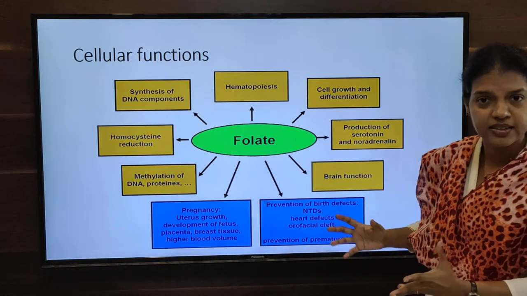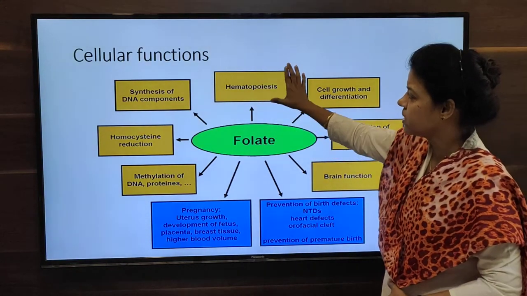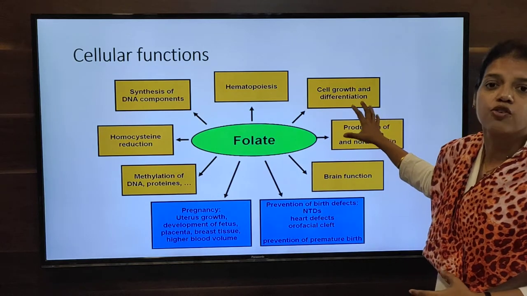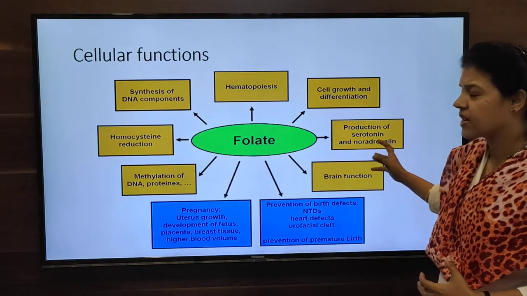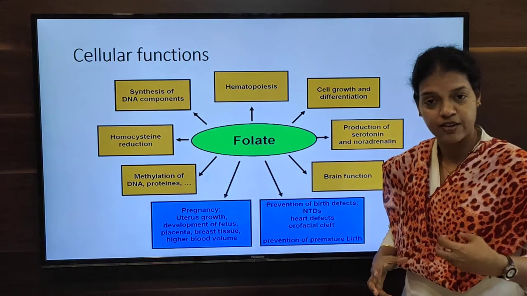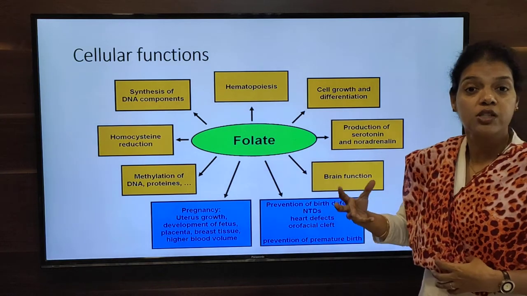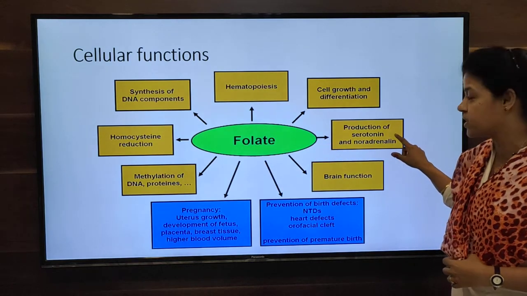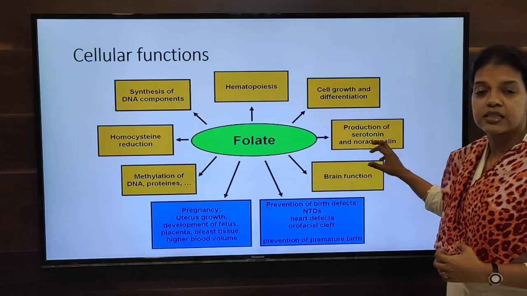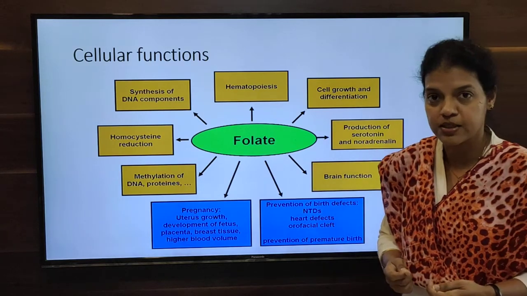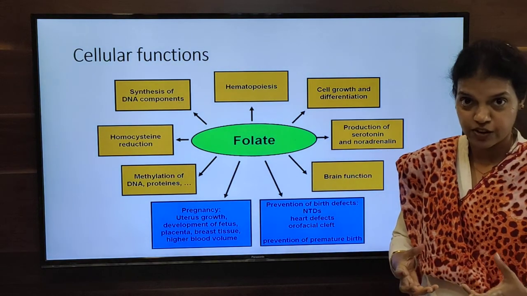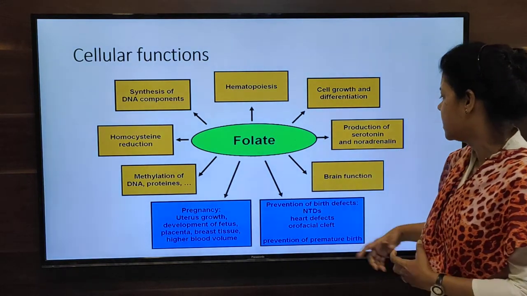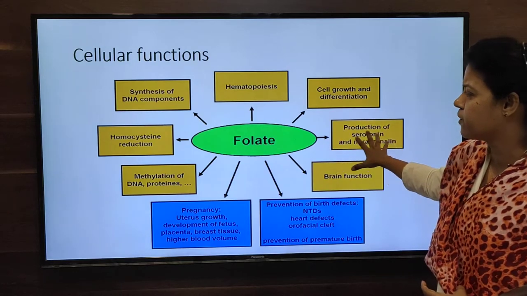So we will just summarize the cellular functions. Folate has a role in hematopoiesis. I just told you about RBCs, their production and maturation, the growth and differentiation of all other cells in our body, and I told you about the central nervous system functions, the development of the spinal cord, and along with that, mood swings and mental health also are related to normal folate levels, because folate plays a role in production of serotonin and noradrenaline. These help in the production of the neurotransmitters, and there are certain neurotransmitters which make us feel good, along with other functions of memory and cognitive functions of the central nervous system. So all these are some of the central nervous system functions of folate.